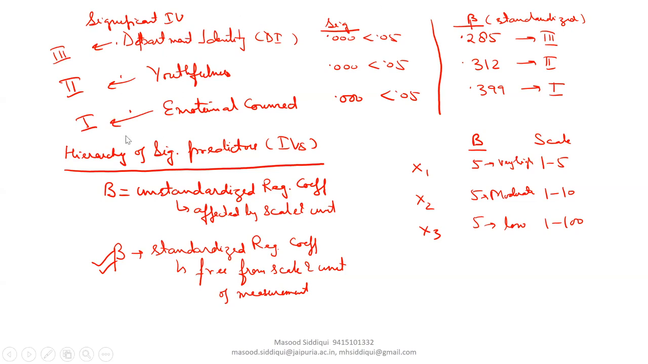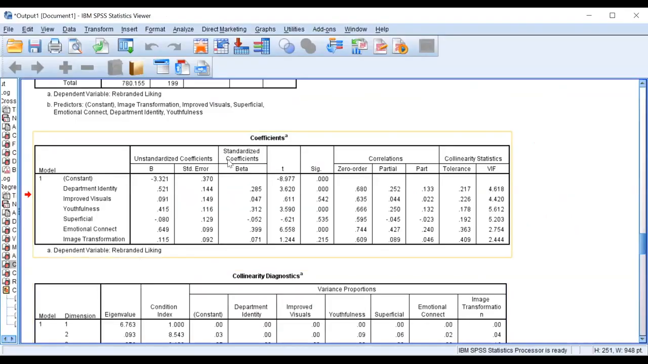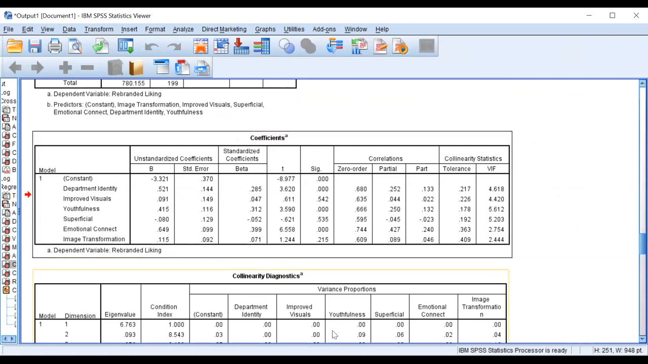Just to check, let me show you this output again. We compare only the standardized beta, right? Okay, so this is the concept related to the hierarchy of the significant predictors.